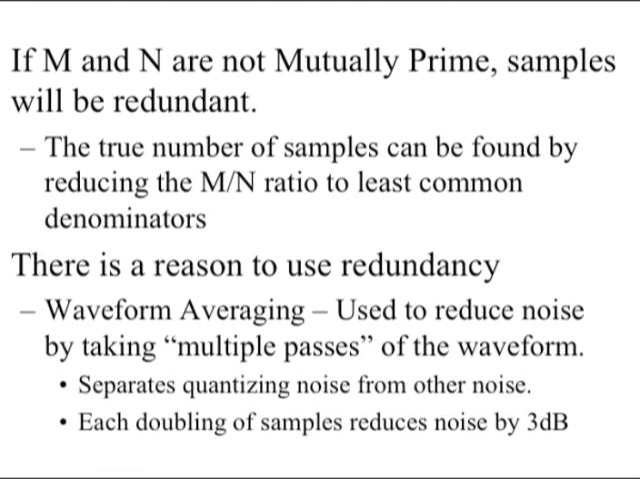There is a reason to use redundancy, though, for waveform averaging, which can be used to reduce noise by taking multiple passes of the waveform. It separates the quantizing noise from other noise, and each doubling of samples reduces noise by 3 dB. So there is a benefit to taking a redundant set of samples. You can reduce noise, which can be cheating if you're doing signal-to-noise measurements, but there are also many, many downsides, and that's really the point of this whole instructional video, to show you what the true downside is of using an M and N that are not mutually prime.